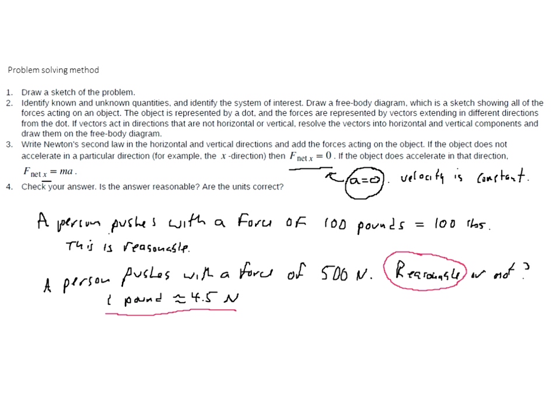Just like with kinematics, we remembered that the difference between meters per second and miles per hour is about a factor of 2. So 30 meters per second is a little bit over 60 miles per hour. So if a baseball pitcher throws a ball at 40 meters per second, yeah, that's pretty reasonable.